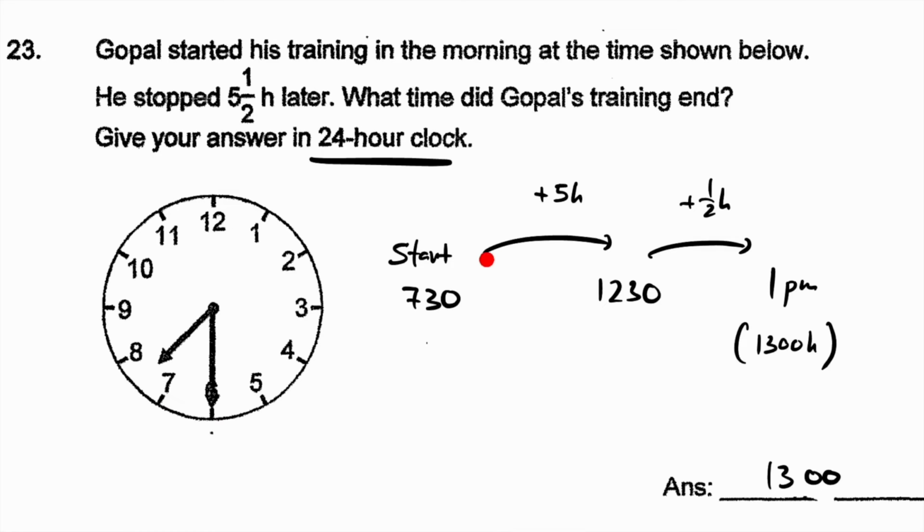So let's go forward by 5 hours. That's 12:30 in the afternoon. And another half, that's 1 p.m. in the afternoon. Special requirements, 1 p.m. in 24 hours. So 1 p.m. is 1300 hours. That's it.